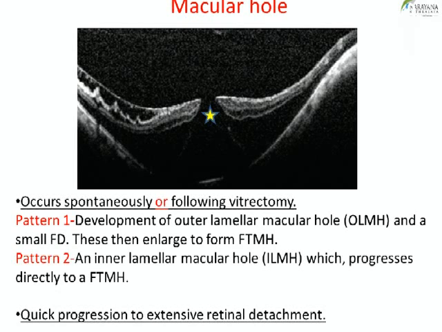And the other entity it can cause is macular hole. It can occur spontaneously, or it is commonly seen after vitrectomy. There are two patterns involved. In pattern 1, there is development of an outer lamellar hole and a small foveal detachment, and then these enlarge to form the macular hole. The other pattern could be an inner lamellar hole which progresses directly to a full thickness macular hole. The importance is once you have a macular hole, it can quickly progress to detachment because there are forces pulling on the retina. So it can rapidly go into a detachment.